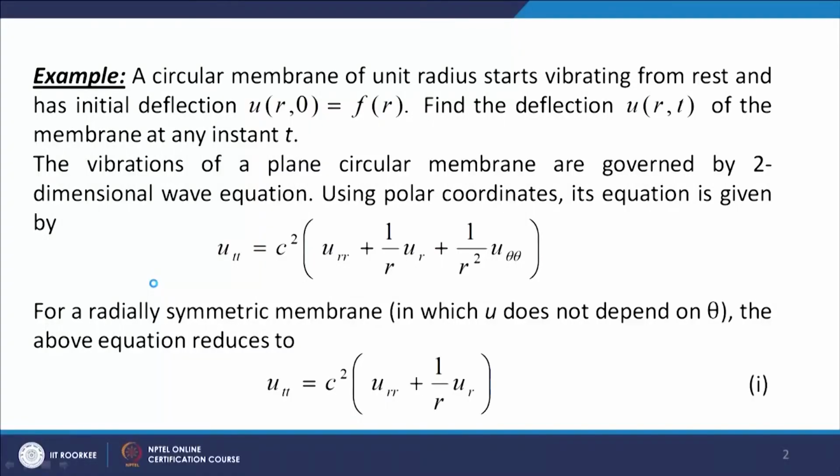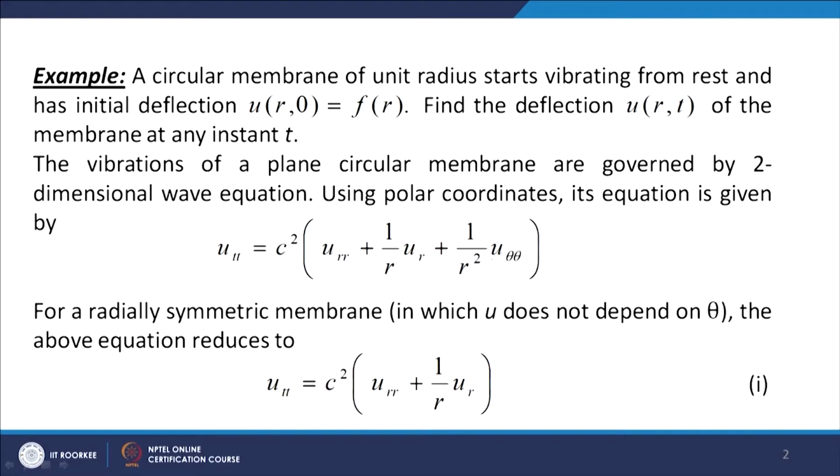Let us take up the case of a circular membrane of unit radius, which starts vibrating from rest and has initial deflection u(r,0) equal to f(r). We have to find the deflection u(r,t) of the membrane at any instant t. Now the vibrations of a plane circular membrane are governed by the two-dimensional wave equation using polar coordinates. As you know, its equation is given by u_tt equal to c square times (u_rr plus 1 by r u_r plus 1 by r square u_theta theta).